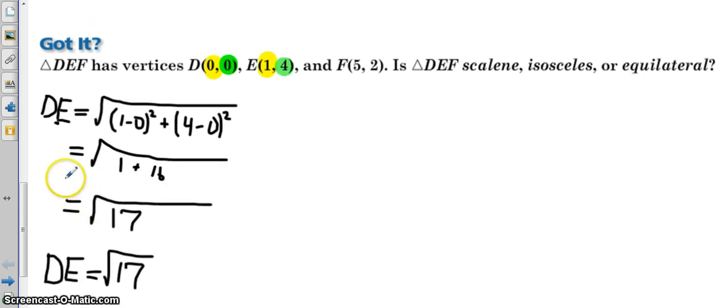So if we work through this problem here, because I wrote this as DE, D is going to be my point 1 and E is going to be my point 2. So when we talk about x1 and x2, this will be my x2 minus my x1. So that's my 1 minus 0 here. This will be my y2 minus my y1 right there. I do the math and I see I get 1 plus 16, so I get the square root of 17. So DE has a length of radical 17. Go ahead and try the same thing for EF, and then for FD, or you can do DF. Order does not really matter.